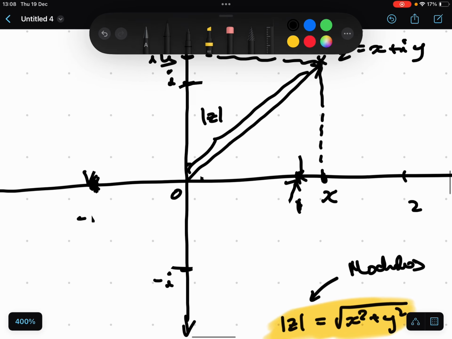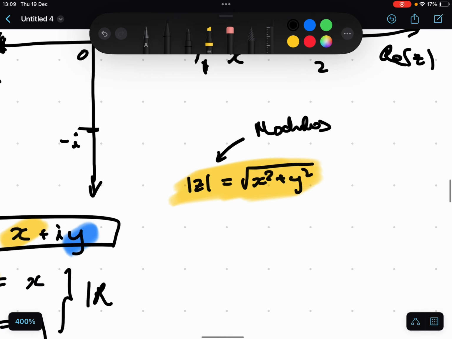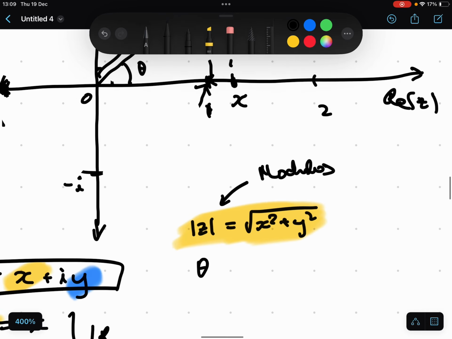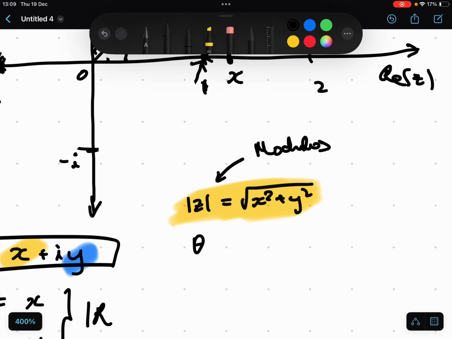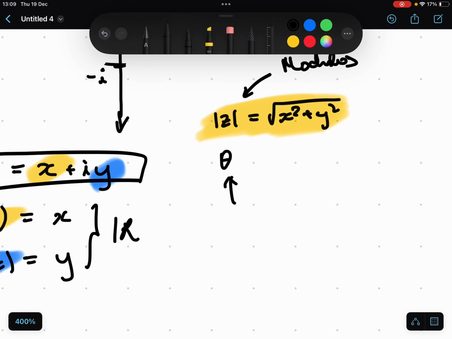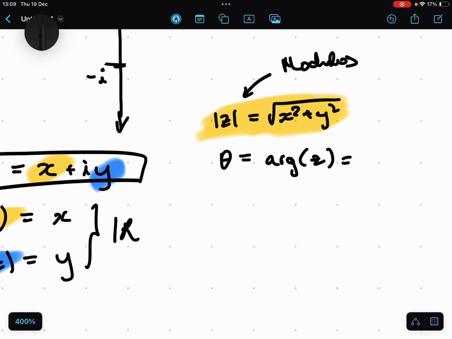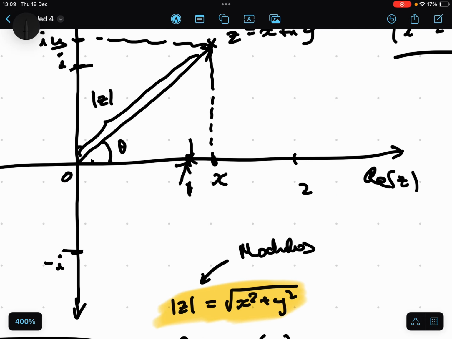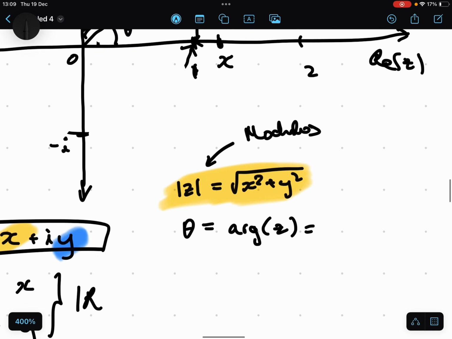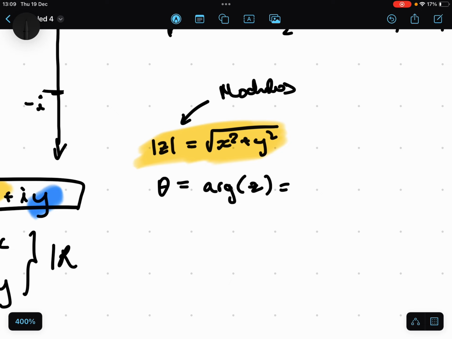Okay, and then here, this is theta, and that's what we'll be focusing on later, or soon. That's what we call the argument. There we go. That's called the argument. So we normally say theta is equal to arg of z, which again is just another function. It's just saying, take the angle that's between the positive real axis and the actual line, and we represent this as being arctan.